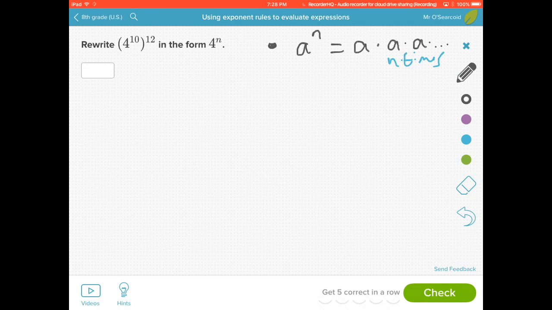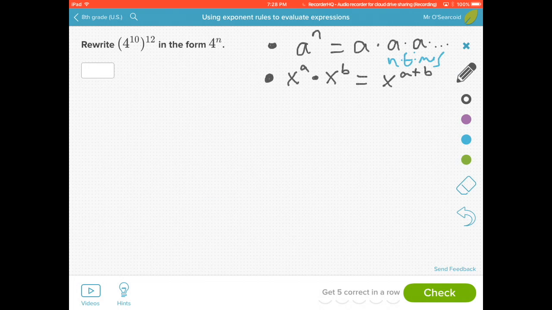Now, the next rule I'd like to talk about is the multiplication rule. I'm going to use a different letter here, the same base first of all. So if we've got x to the a, and that's multiplied times x to the b, that's equal to x to the a plus b. So you just add up the exponents, right?